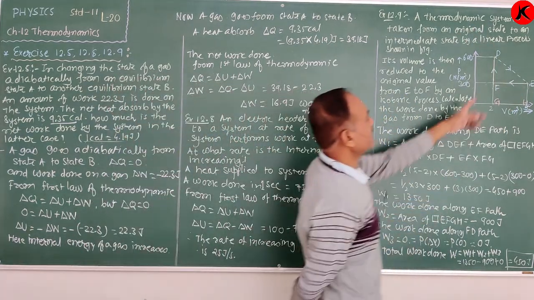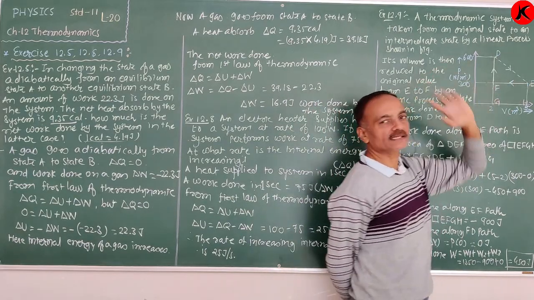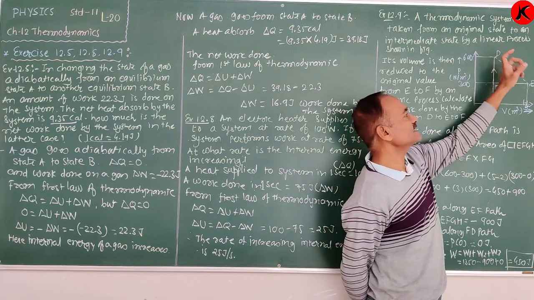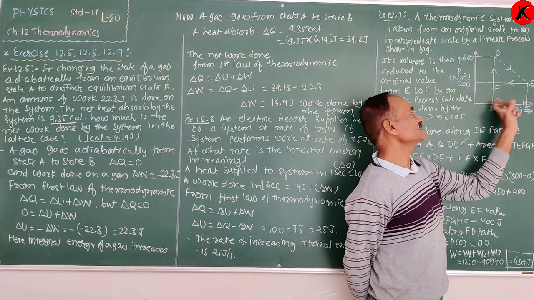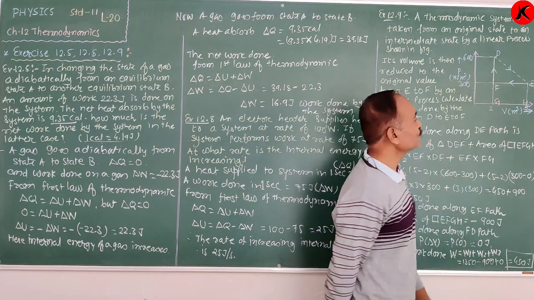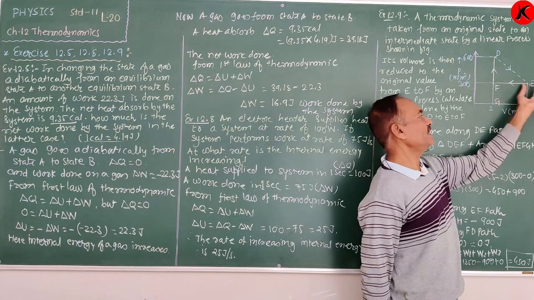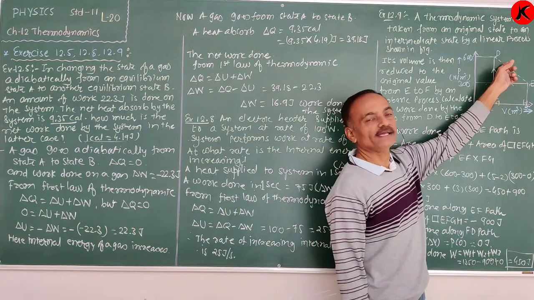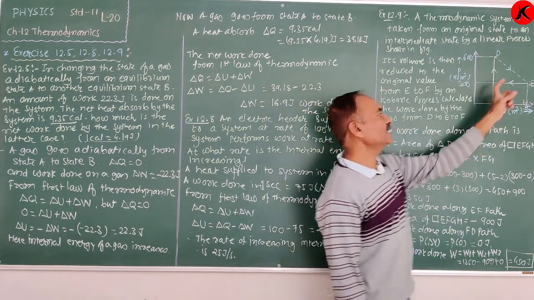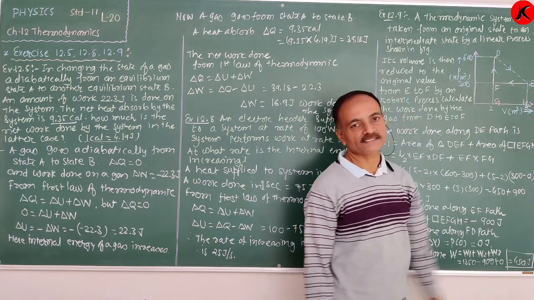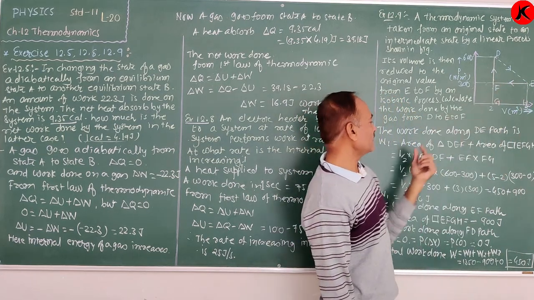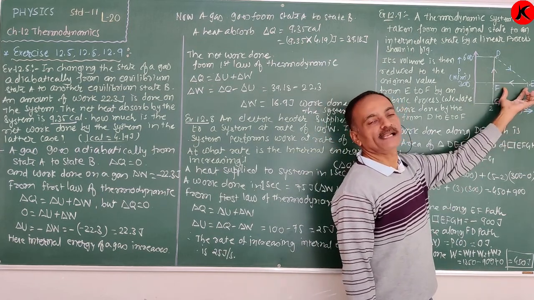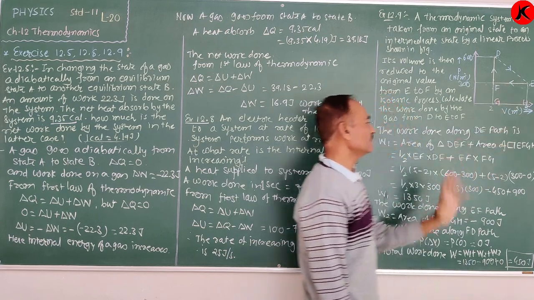Now, the work done along the DE path is equal to the area enclosed by this graph. The area enclosed is D, E, H, G, F, D. That is in two parts, triangle DEF and rectangle EFGH. Therefore, W1 is equal to the area of triangle DEF plus the area of rectangle EFGH. The area of a triangle is half base into altitude, and the area of a rectangle is length into width, EF into FG.